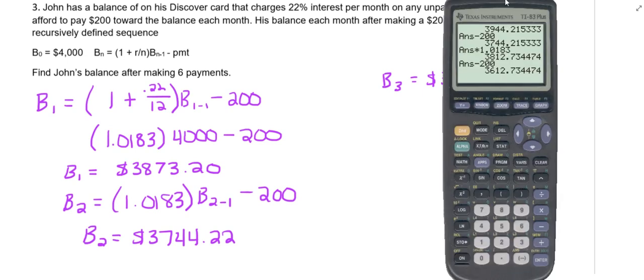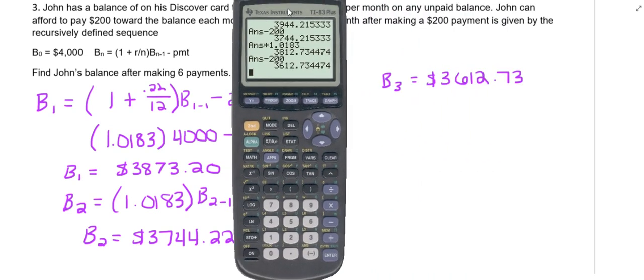Okay, then we got the fourth payment. We will multiply by 1.0183 and then minus 200. So $3,478.85.